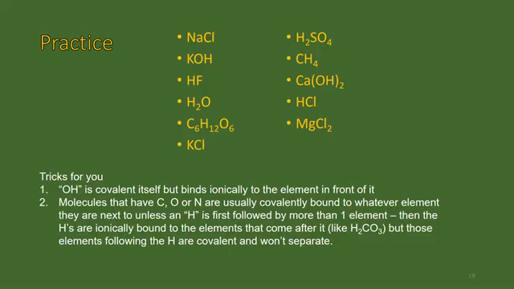So looking at these molecules, you should be able to determine if they're ionic or covalent, and if they're ionic, you should be able to determine if it's an acid, base, or salt. A couple of things to remember. OH is covalent all by itself, so it doesn't come apart further. But OH negative is an ion and makes a solution basic. Molecules that have carbon, oxygen, or nitrogen are usually covalently bound to whatever else they're next to, unless an H is first and followed by more than one element. Then the H's are ionically bonded and it's usually an acid.